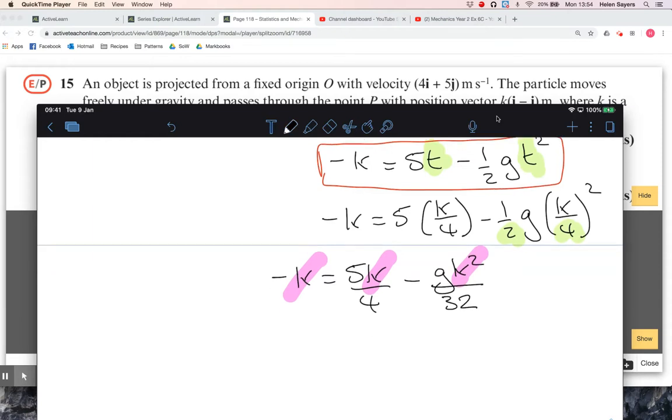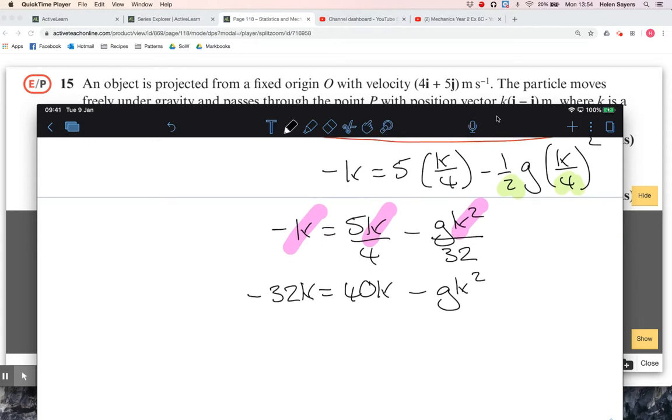So let's tidy it up. I don't have to do this, but I'm going to multiply through by 32. I think it will just make it look a little nicer. So if I multiply through by 32, that becomes minus 32k. 32 divided by 4 is 8, so times by 5, that'll become 40k, and it will cancel that fraction there. Okay, that's not essential, it just makes the whole thing look a little bit nicer.